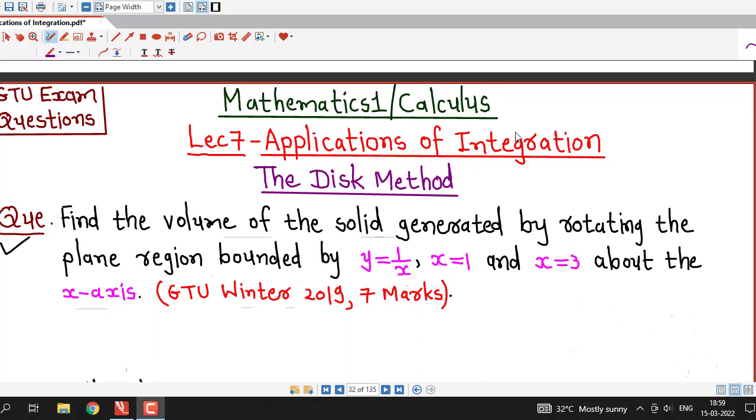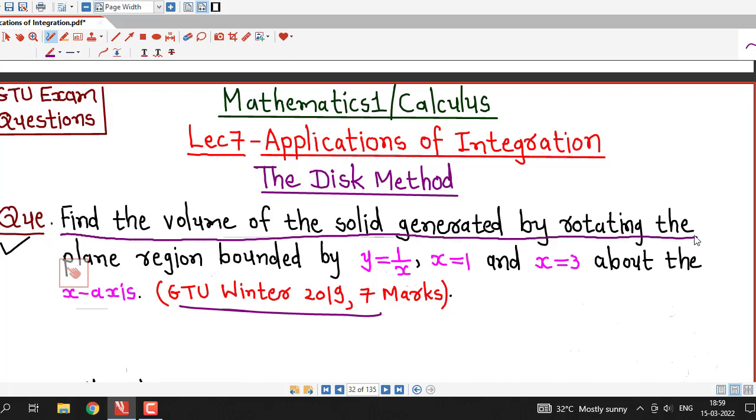In this lecture also we will discuss one more problem on disk method, and this problem was asked in GTU Winter 2019 exam. First we understand this question. Find the volume of the solid generated by rotating the plane region bounded by y equal to 1 by x, x equal to 1 and x equal to 3 about the x-axis.